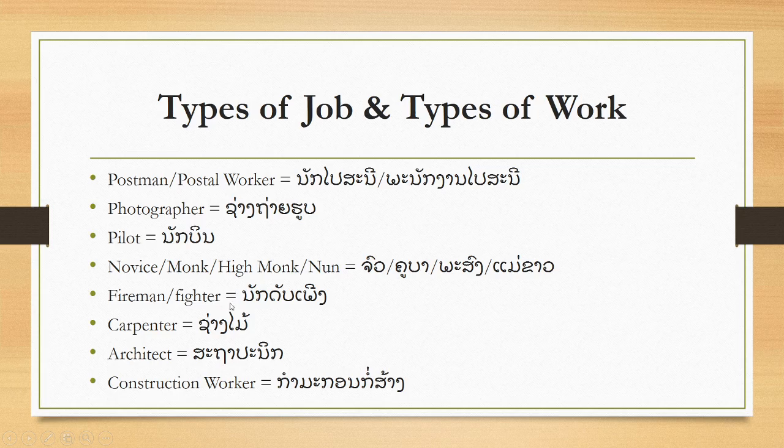Fireman or firefighter. They put out fire in the city. Fireman, firefighter. You also have carpenter. A carpenter is someone who builds things, mostly houses and structures. An architect is the design team. Architects draw how to build a house. They draw how to build a road. They draw how to build a bridge. The architect designs, the engineer designs, and then the carpenter makes.